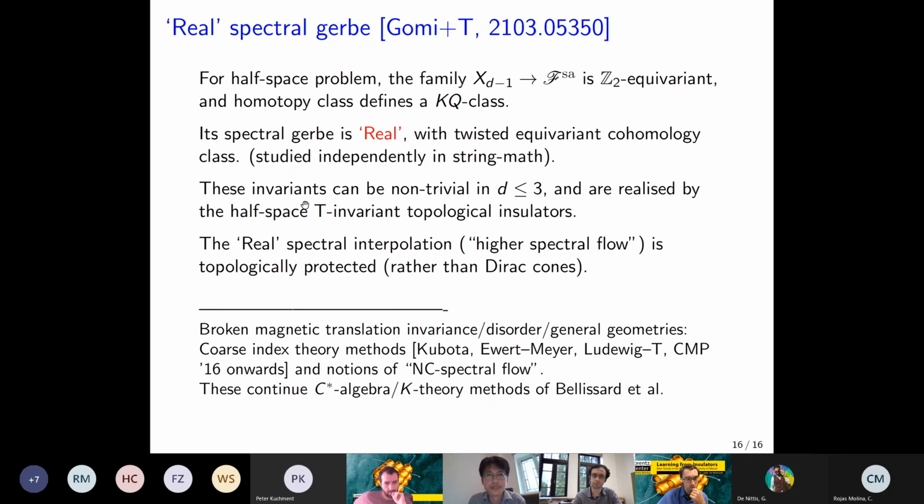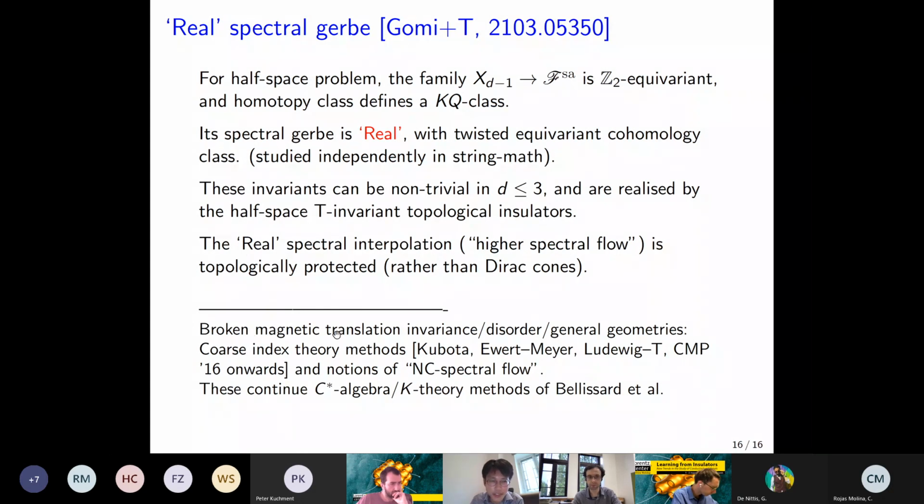Now the point is that with this extra real structure coming from the time reversal invariance, these spectral gerbe cohomology invariants can actually be non-trivial in low dimensions, and they're indeed exactly realized by the topological insulators on a half space. So these invariants exactly capture the spectral interpolation of the edge states of time reversal invariant topological insulators. So rather than the Dirac cones, which is not quite precise, you should look at this higher spectral flow as the topological invariant.